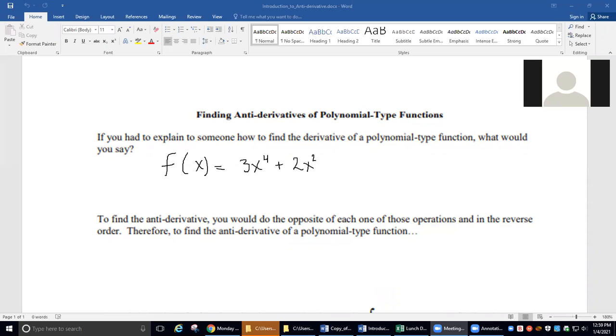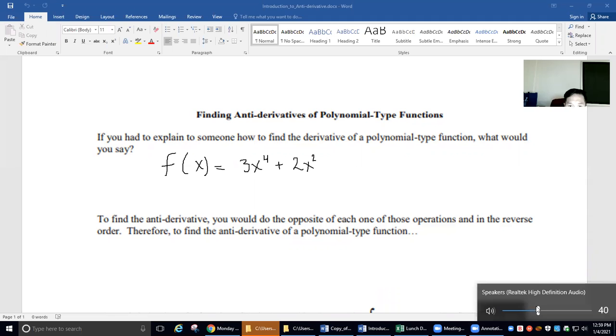Multiply the power it's raised by to the coefficient and subtract 1 from the power. Any constant, get rid of. Okay, very good. That's pretty much it.